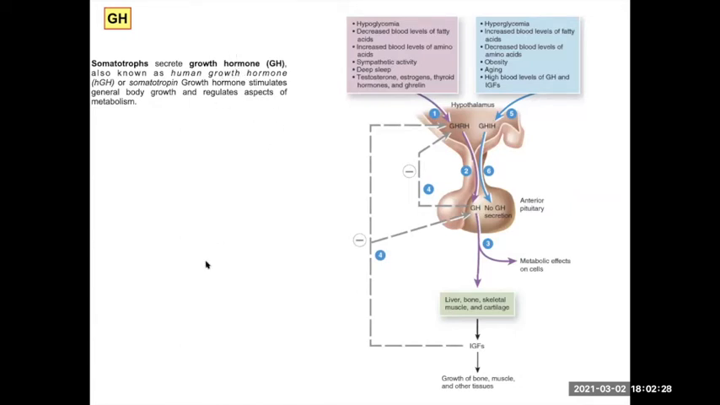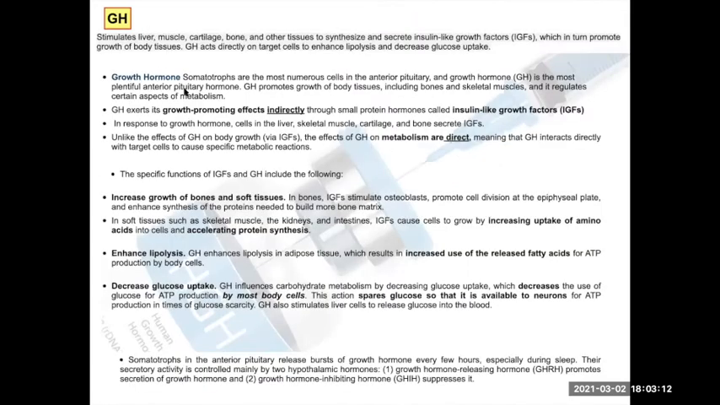And growth hormone is going to stimulate, in general, body growth as well as regulating different aspects of metabolism. So we'll get into a little bit of these. When we talk about growth hormone, somatotrophs are going to have particular effects, and it's going to do some of these indirectly through insulin-like growth factors. In response to growth hormones, certain cells in your tissues are going to secrete these insulin-like growth factors, and they're going to increase growth of that particular tissue for growth and repair.